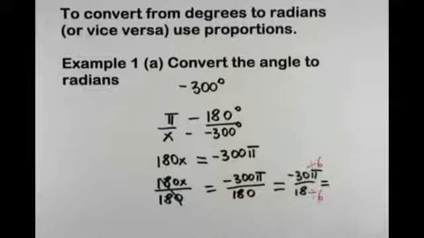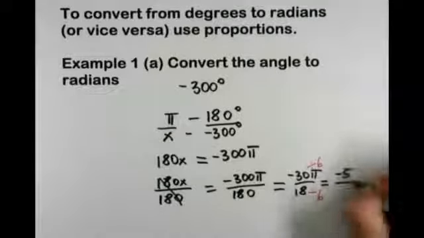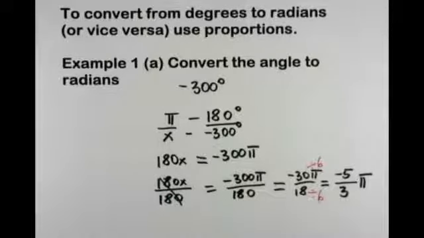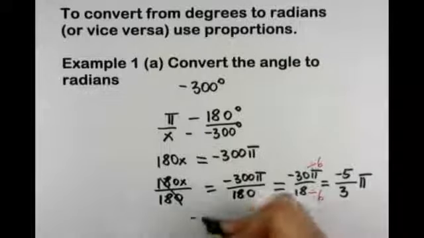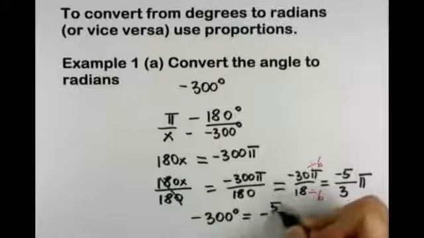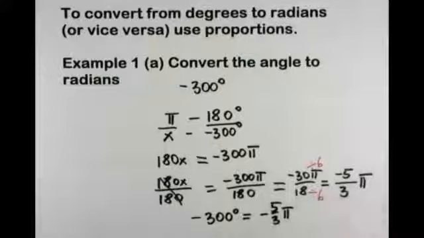30 divided by 6 is 5. 18 divided by 6 is 3. And then we have pi. So it's minus 5/3 pi. So minus 300 degrees is equal to minus 5/3 pi.